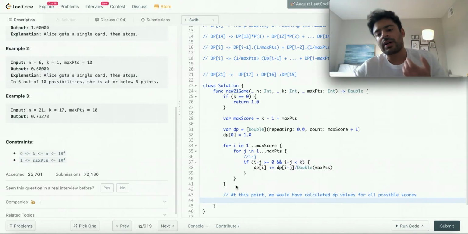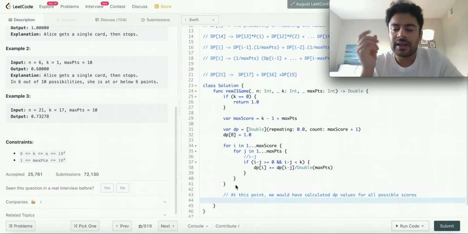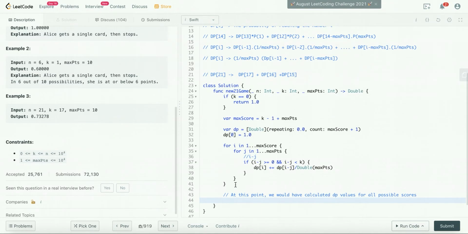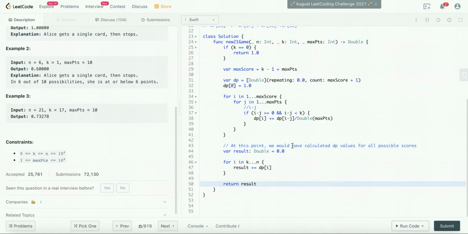Now we'll construct the solution, which is we'll sum up dp values from k to n, which should be very straightforward, right? Let's initialize the result as 0, for I in k to n, the result will be just the summation of these dp values, and that should be it.